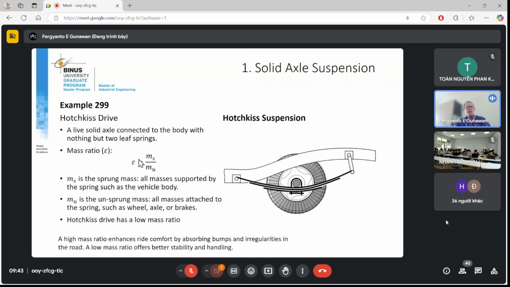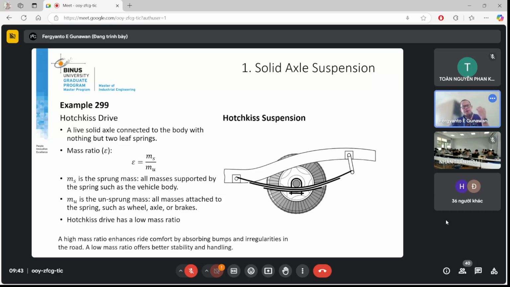So epsilon is the ratio between, you can imagine this as the car body, and this is the structure that supports the car body, including the wheel, the brake, and the axle. So this is the car body divided by the supporting system. And we define this as the mass ratio.